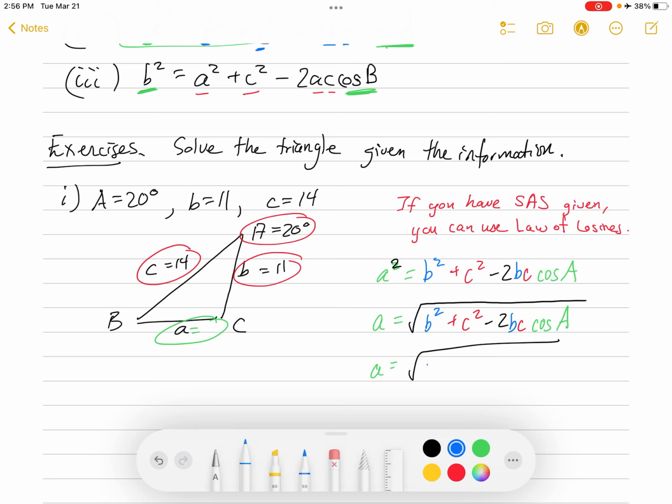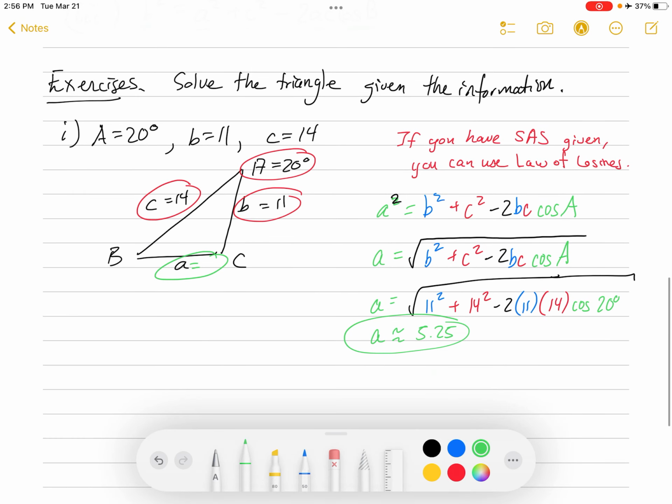So I'm going to plug in. For b I have 11, so I have 11 squared. For little c I have 14, so 14 squared. Minus 2 times 11, that's b, and little c is 14, and I have the cosine of 20, right? A is 20. So I'm going to plug that into a calculator. I'll grab my handy dandy calculator. I'm going to take the square root of 11 squared plus 14 squared minus 2 times 11 times 14 times the cosine of 20. Making sure that's in degrees mode, I get approximately, let's approximate this to 2 decimal places, 5.25. Yes, I got that. So little a is about 5.25, the length.